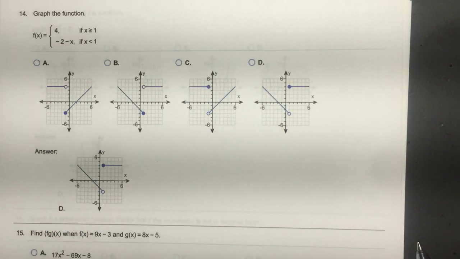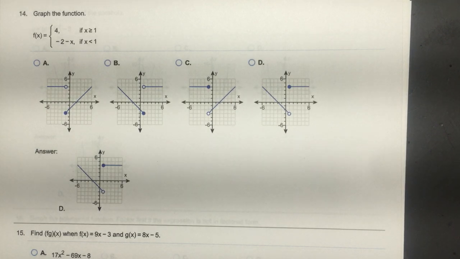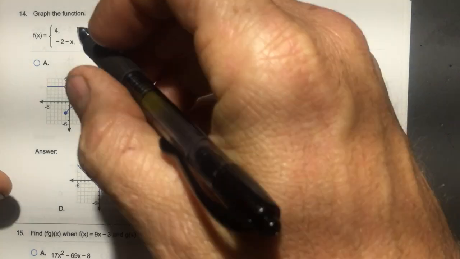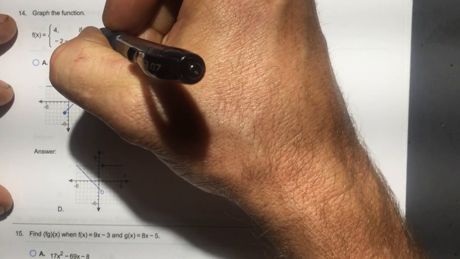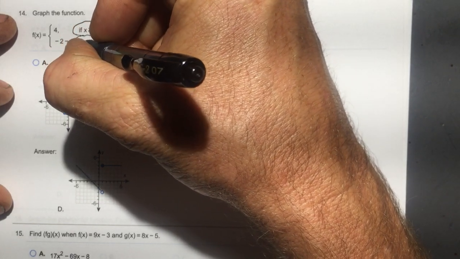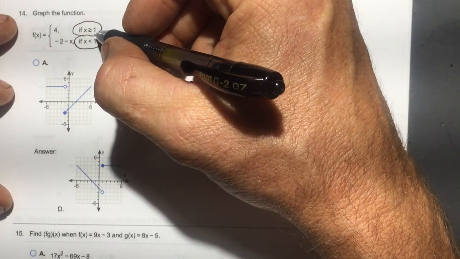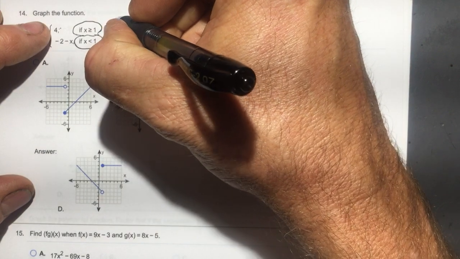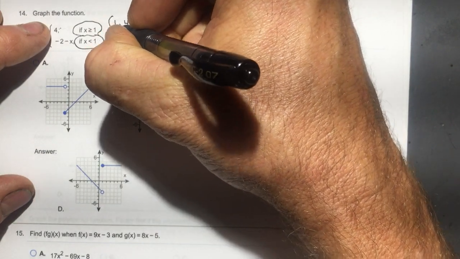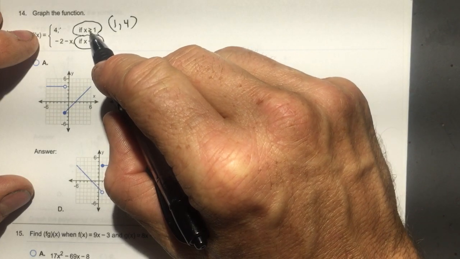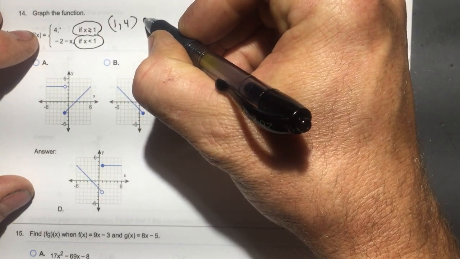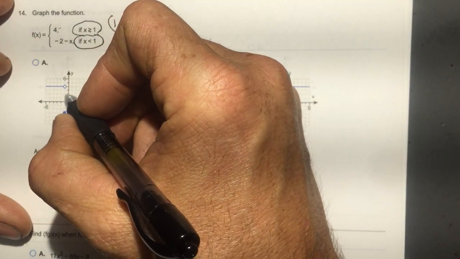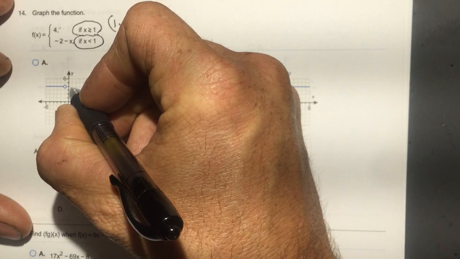Okay. All right. Graph this function here. This is a piecewise function. So what we're going to focus on is the transition value right here, where it transitions from that piece to this piece, which is 1. So I'm going to put 1 in this top piece. Well, if I put 1 in there, I'm going to get 4. So if I put 1 in for x, I'm going to get 4 for y. So I should have that point, and it's equal to, so it should be colored in. If I look at 1, 4 right here, it should be colored in.